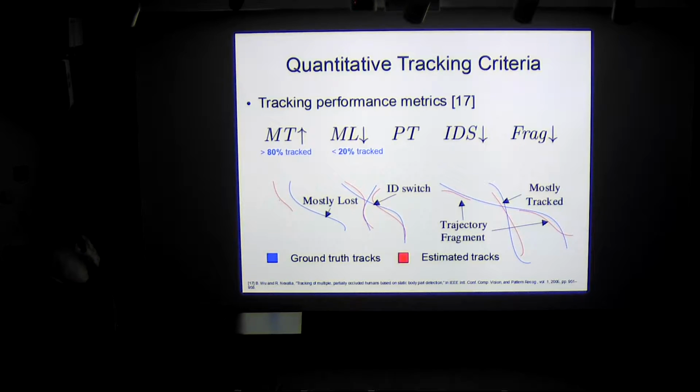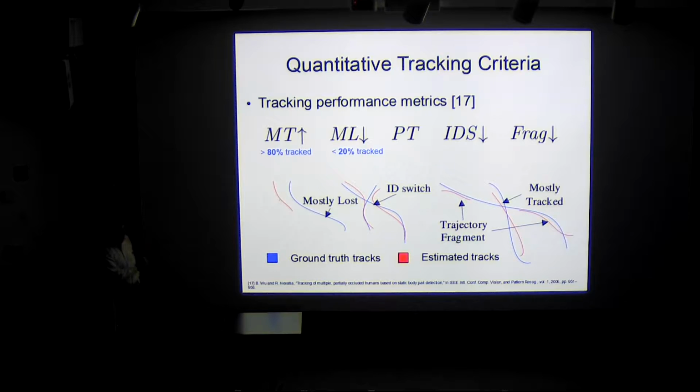Now in tracking, there's a wide variety of metrics that have been used. So I'll illustrate these metrics by highlighting them in this slide. This is mostly tracked. Mostly tracked vehicles are the vehicles for which more than 80% of the frames will have a detection associated with the track. Mostly lost are the converse, which have less than 20% of the frames with an associated vehicle with the track. Partly tracked is everything in between these two.